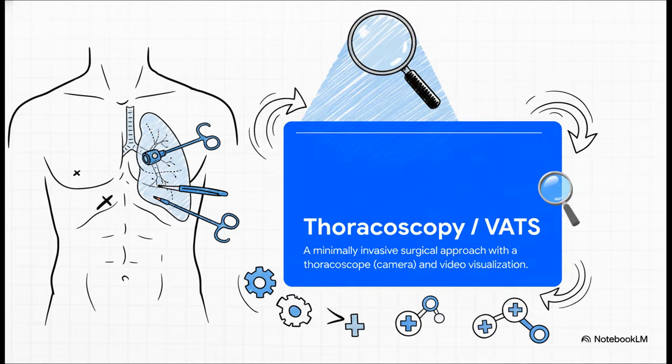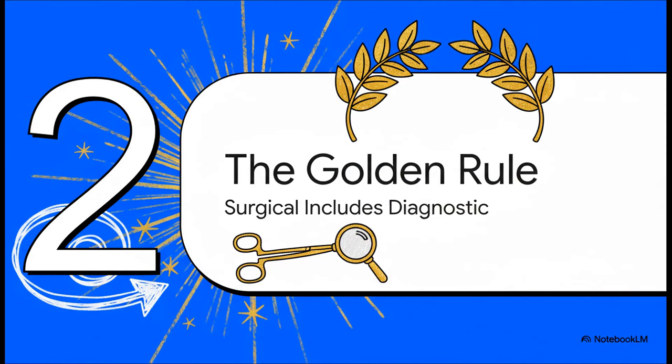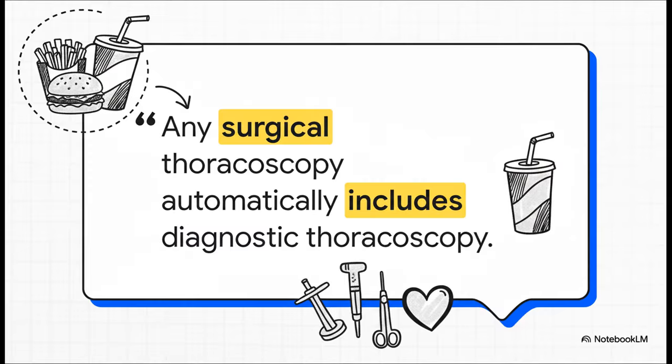Okay, seriously, if you only remember one thing from our entire chat today, please make it this. This is the absolute golden rule of VATS coding, and it will save you from so many common mistakes down the road. Let's make this super simple. Think about it like ordering a combo meal. You get the burger, the fries, and the drink all for one price. You wouldn't pay for the combo and then pay for the drink separately, would you? Of course not. The drink is included.